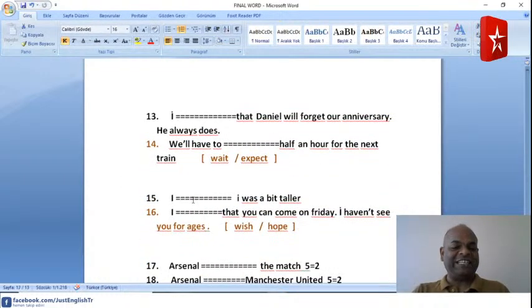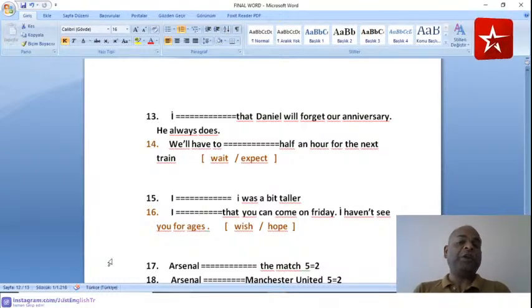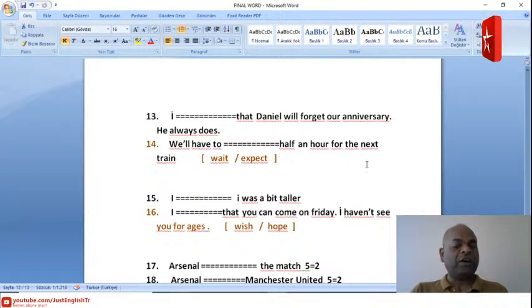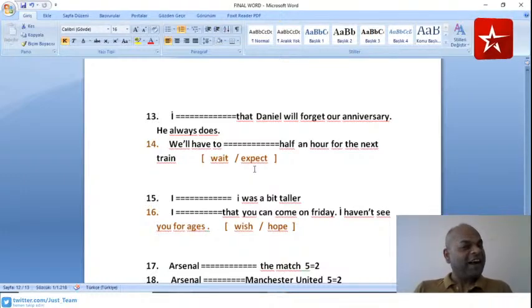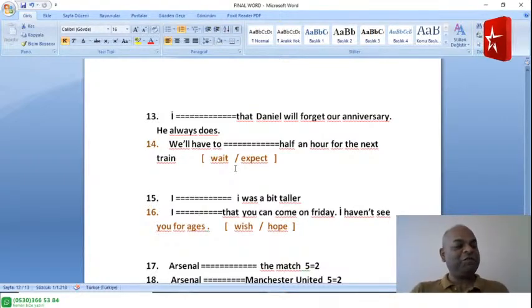Let's go to number 13 now and 14. I dash that Daniel will forget our anniversary. He always does. And number 14 is we will have to dash half an hour for the next train. Your two words are wait and expect. So guys, what's your answers for 13 and 14? I need your answers for 13 and 14.